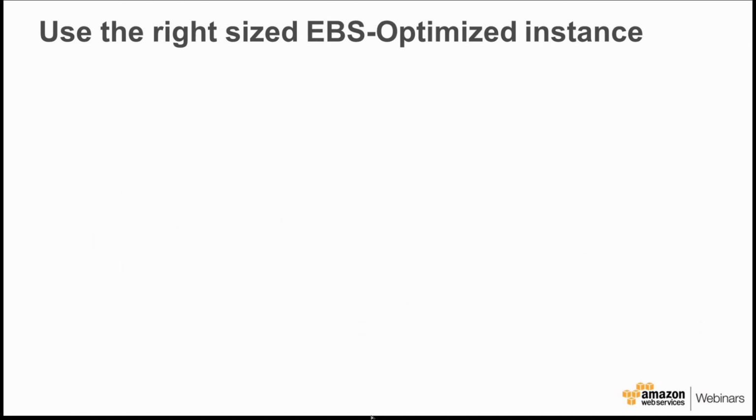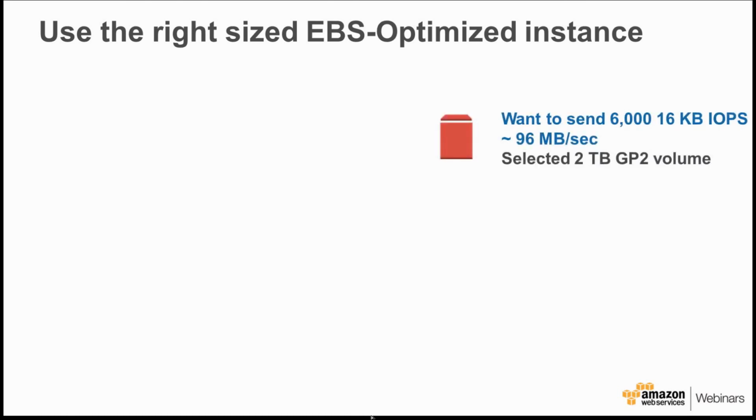Again, our next slide is best practices. Use the right size EBS optimized instance. So this is really important. We see a lot of mistakes with customers incorrectly attaching the wrong EC2 instance to their volume and not achieving the performance they desire. So let's start with an example.